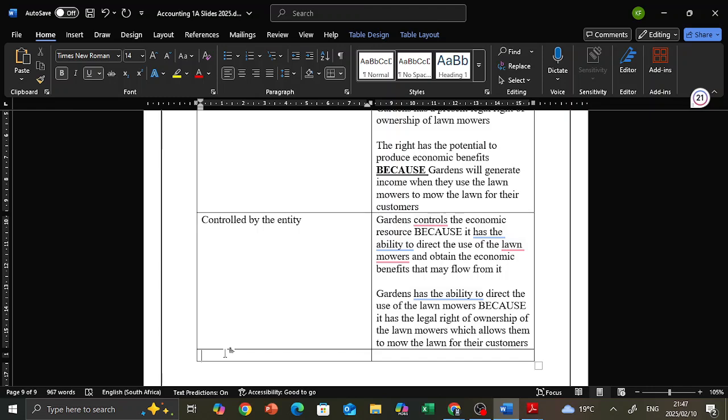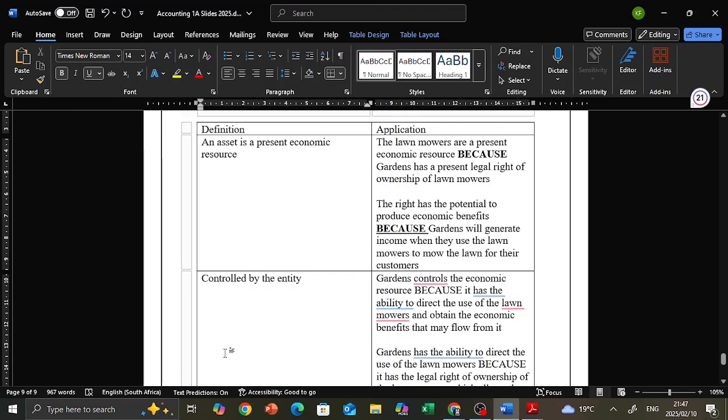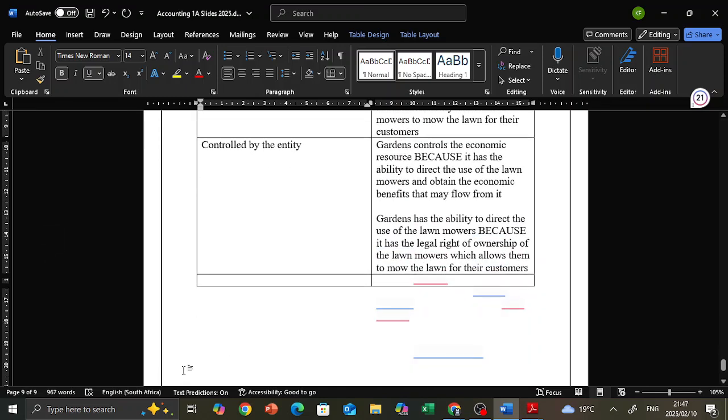Okay. Then, what is the last part of the definition? A present economic resource controlled by the entity as a result of past events. After this, I'm going to go back to the question so that we can put the scenario together, because now I've just been answering it. I'm going to go back to the question and then we will conclude. We are done now, right? We can be happy now.